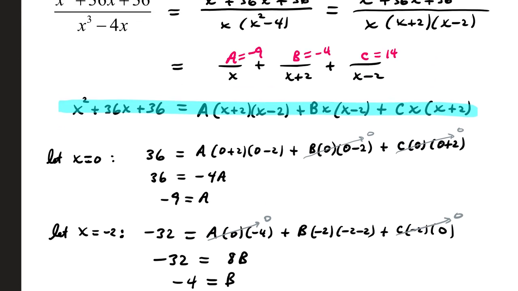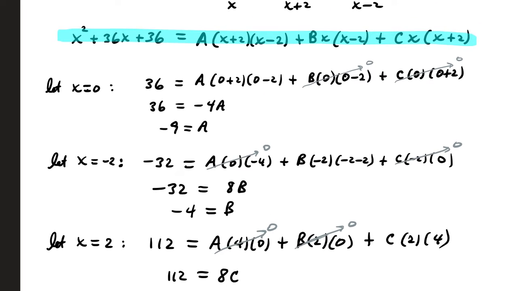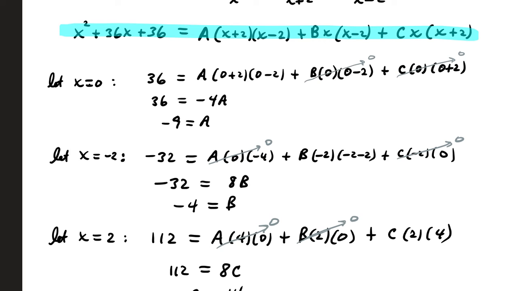From here, we're going to be careful plugging in our values of x. If we start with 0, plugging 0 into this highlighted equation, we're going to get 36 equals 2 times negative 2, that's negative 4a. In the b group and the c group, because you have b times x, c times x, if x is 0, both of those groups go to 0. Dividing by negative 4, that tells us a equals negative 9.